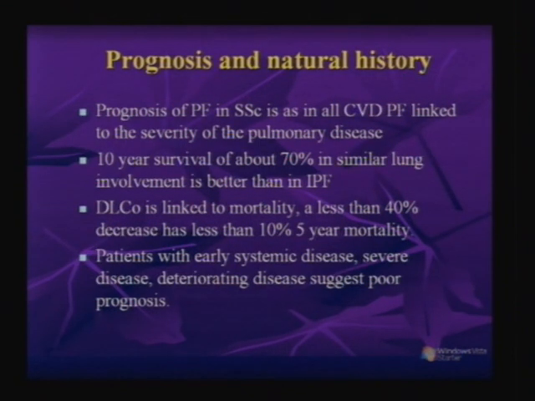The prognosis and natural history of the disease. Prognosis in pulmonary fibrosis and systemic sclerosis, as in all collagen vascular diseases, is linked to the severity of the pulmonary disease. The 10-year survival is around 70% in similar lung involvement. However, it is better than in IPF. The DLCO is linked to morbidity, and a less than 40% decrease has a less than 10% 5-year mortality. Patients with early systemic disease, severe disease or deteriorating disease would suggest a patient with a poor prognosis.